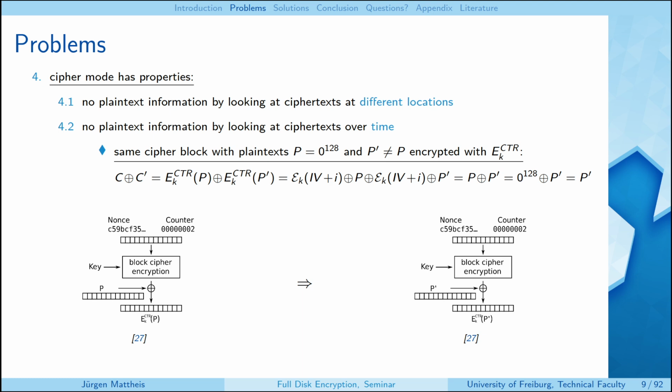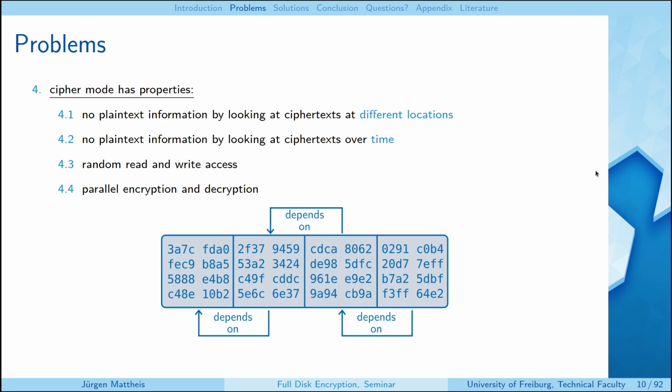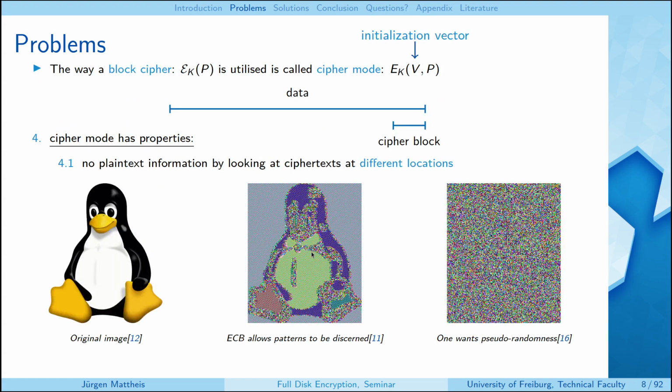For example, if you just bought the drive and later wrote something to it, then you would be able to just read the plaintext directly. Another desirable property is to have random access and parallel encryption and decryption possible.